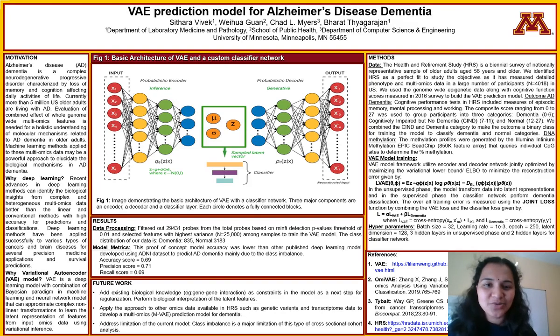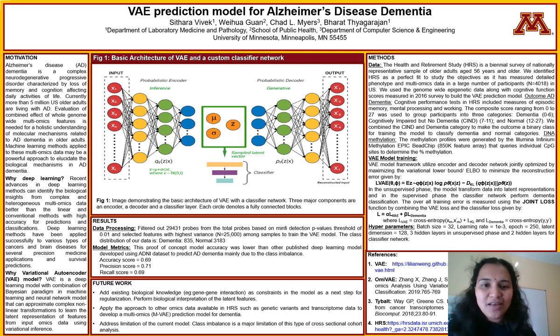I'm a PhD student at University of Minnesota, majoring in bioinformatics and computational biology. My topic for presentation is a variational autoencoder prediction model for Alzheimer's disease dementia. This is part of my PhD thesis project, and I would like to present a proof of concept model I developed.